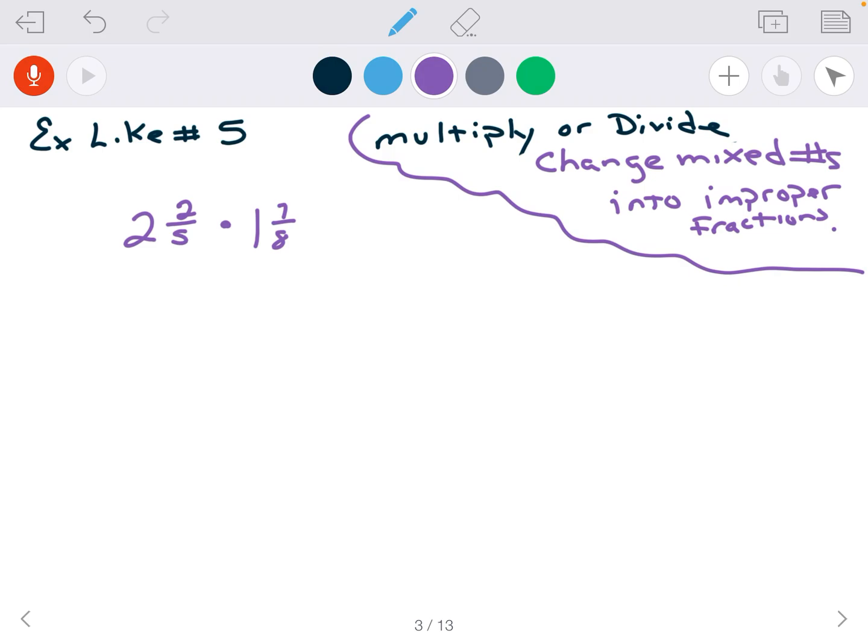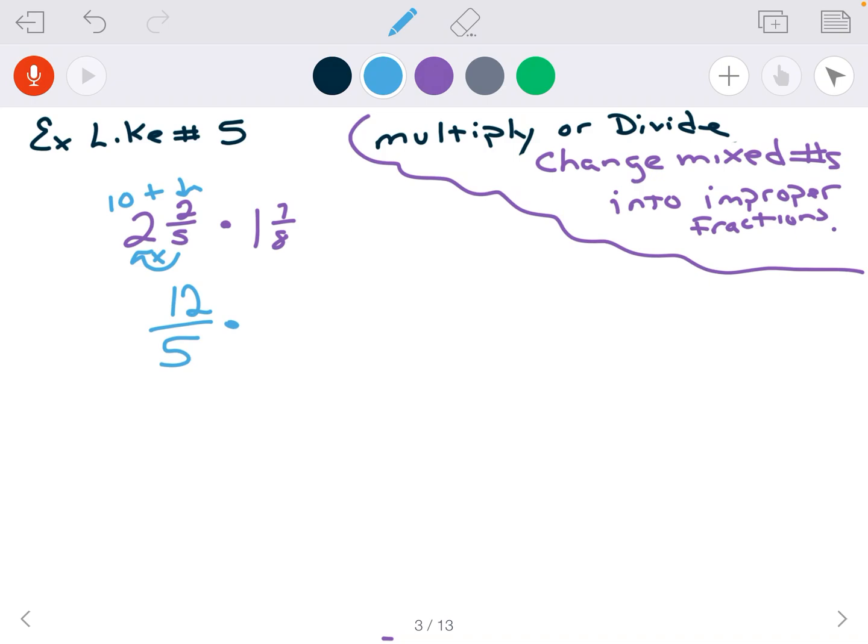All right, so this example is like number 5, and you have lots of multiplying and dividing in here. Same concept. If it's already a fraction, don't worry about it. You don't have to change anything. If it is a mixed number, you have to make it an improper fraction. So if I'm looking at this first example, I've got 2 and 2/5. Remember, to make it an improper fraction, you take your denominator and multiply the whole number, which is 5 times 2 is 10, and then you add the numerator, which is 2. So this one is 12 over 5.